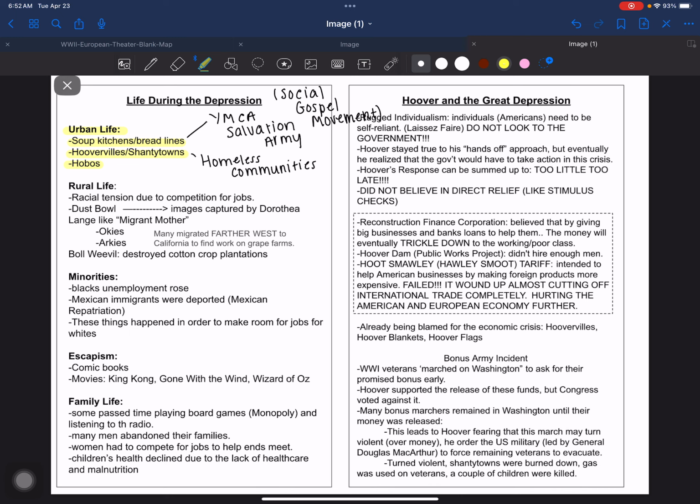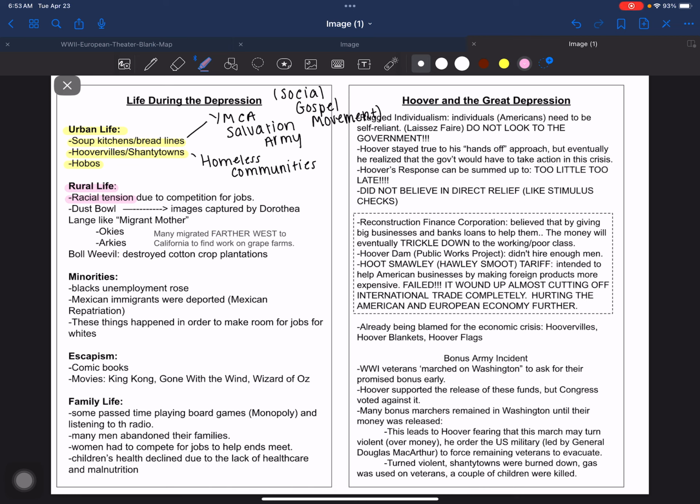Moving on to rural life, more in the country. Sadly, some people, like around where I live currently, had no idea that we were even in an economic depression because they already lived such a poor lifestyle. But there's going to be, in the South, a lot of racial tension due to job competition, where whites are going to feel that they should have priority over what limited jobs there were.